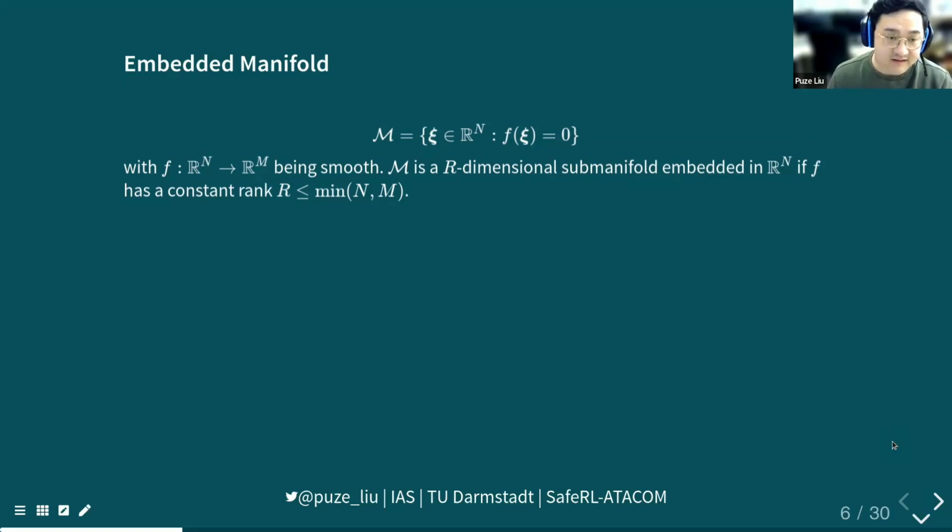So basically, an embedded manifold is a set of points which satisfies the constraint that the function equals 0, or equals any level set, for example, 1 here. And M will be an m-dimensional submanifold embedded in R^n if F has a constant rank, say rank r. The constant rank basically means that the Jacobian, or differential, of the function remains at a constant rank. That seems a bit abstract, so I will give you some examples.